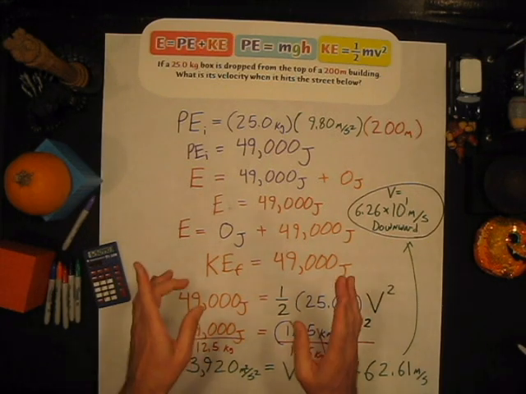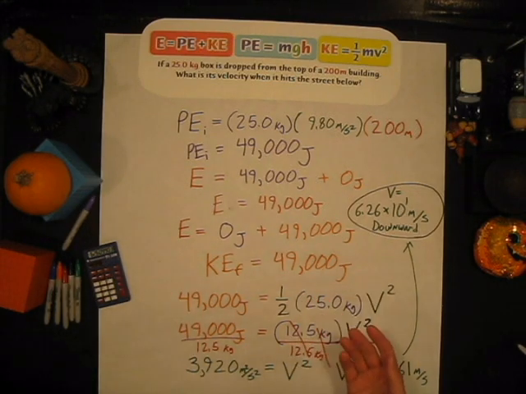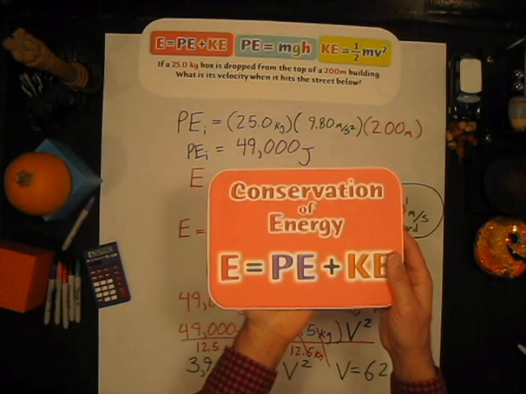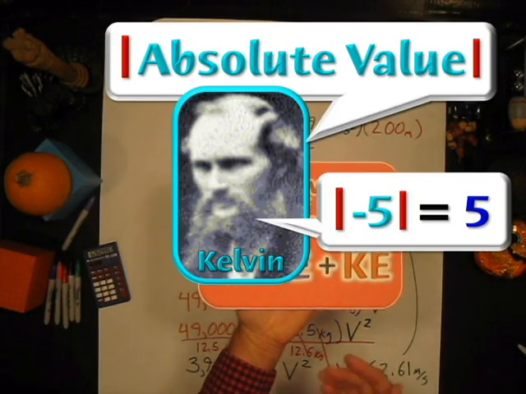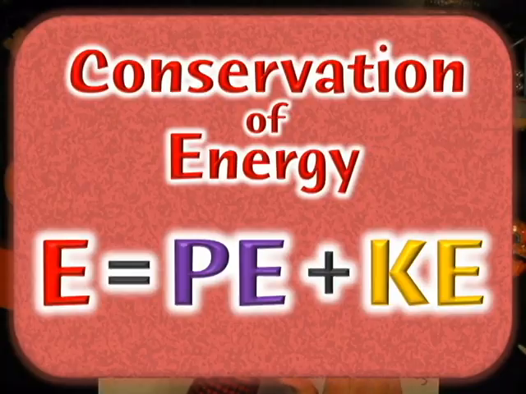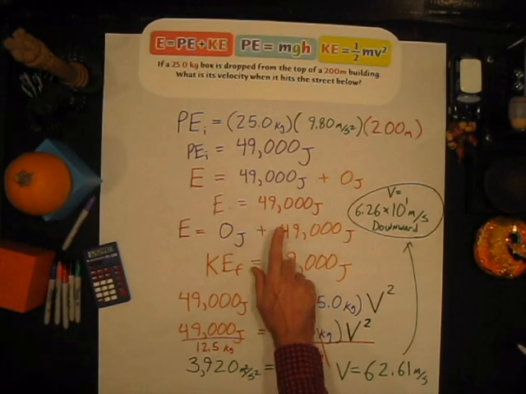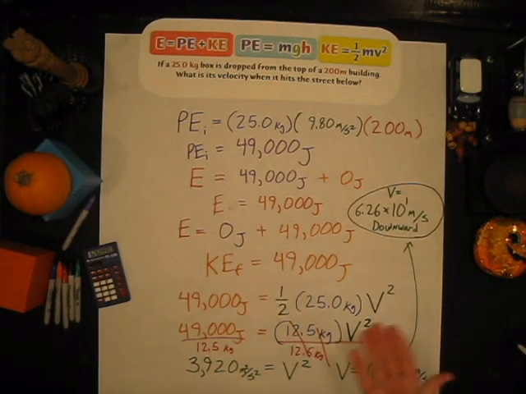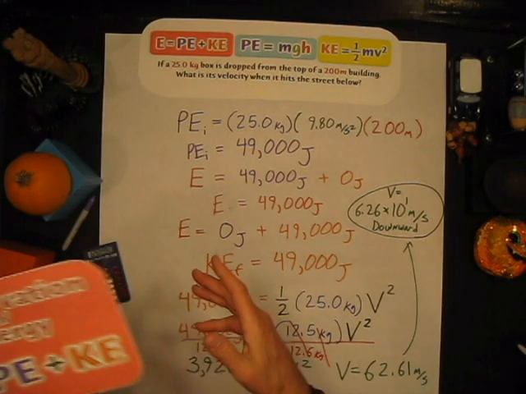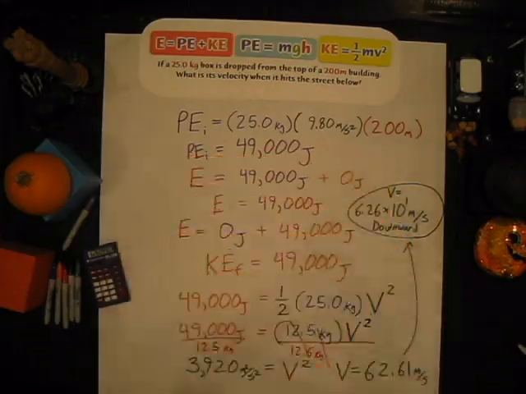Okay, so if it helps, think about this conservation of energy law based on sort of the absolute value of the potential energy and the kinetic energy. They add up to the same number. In this case, it was 49,000 joules. All right, so that is how you solve a conservation of energy problem.